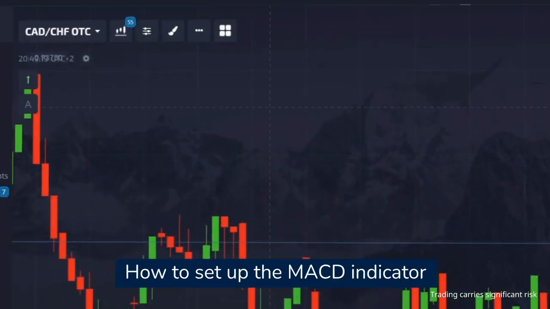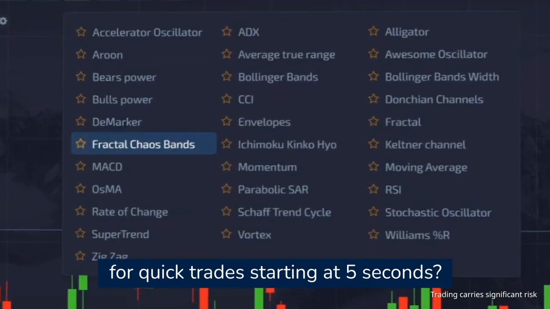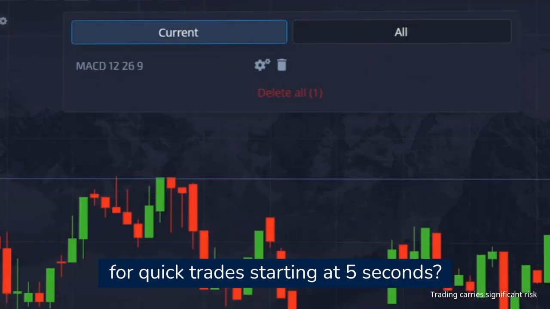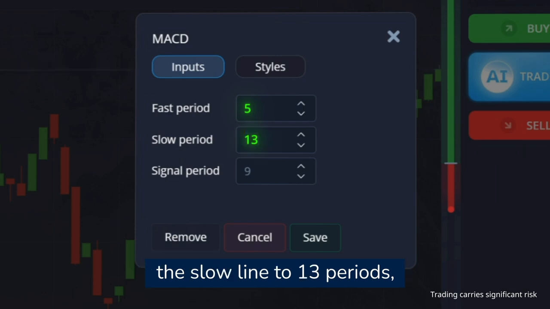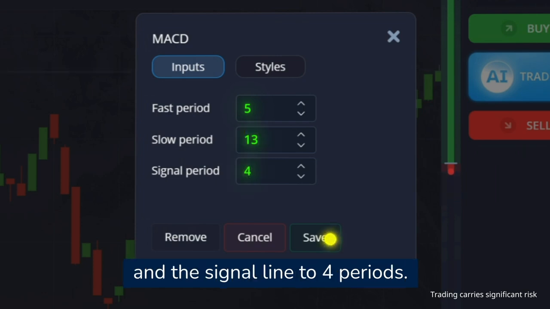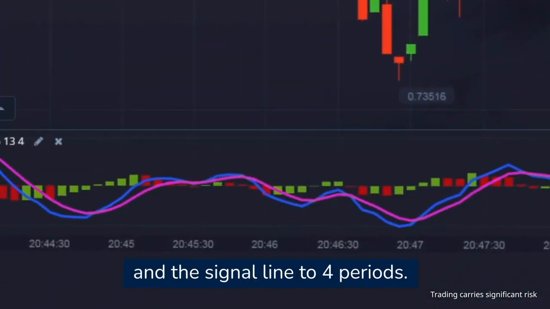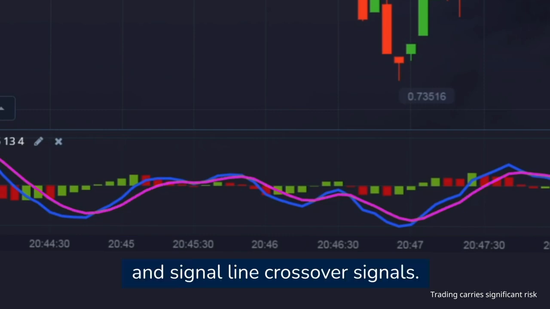How to set up the MACD indicator for quick trades starting at 5 seconds. Set the fast line to 5 periods, the slow line to 13 periods, and the signal line to 4 periods. Watch for MACD and signal line crossover signals.